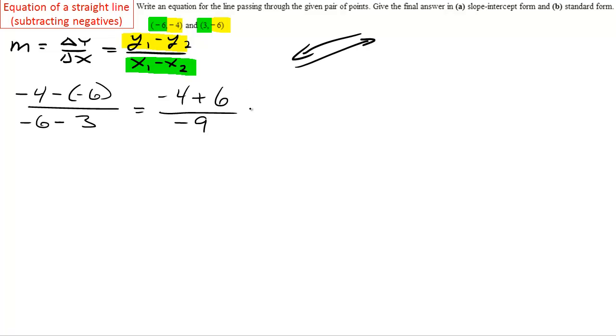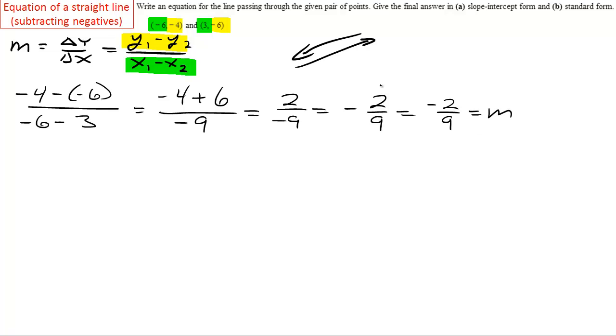Now on the top, negative 4 plus 6, that's the same thing as just 6 minus 4. That leaves us with 2, and we still have a negative 9 on the bottom. So our answer is negative 2/9. Normally we don't leave the negative in the bottom of a fraction. We either put it out in front of the fraction, or we would write it as negative 2 over 9 with the negative on the top. It's just kind of the grammar equivalent for math. Okay, so this is our slope.